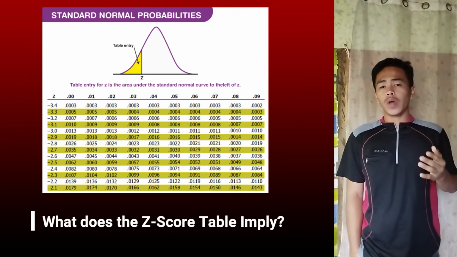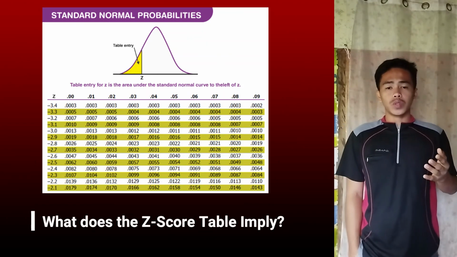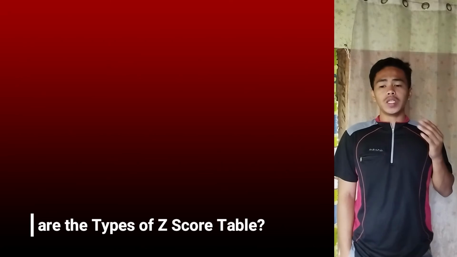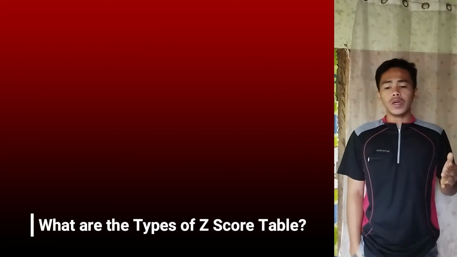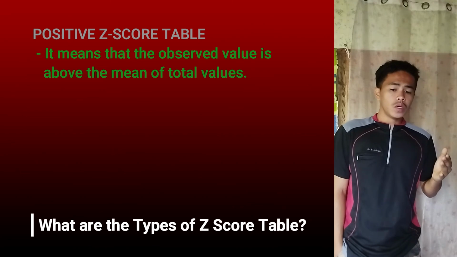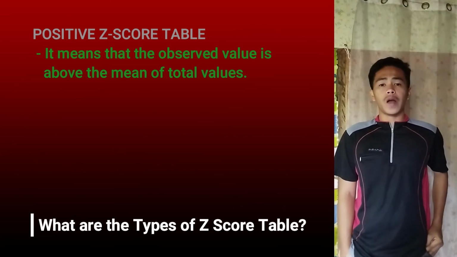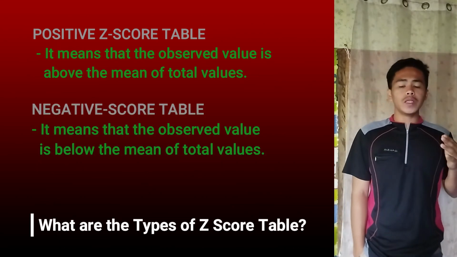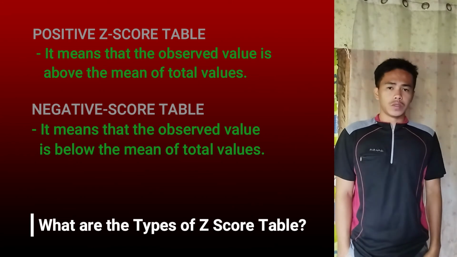Another information about the z-score is: what does the z-score table imply? The z-score table helps you to know the percentage of values below, to the left of, a z-score in the standard normal distribution. Next, what are the types of z-score table? There are two z-score tables, which are the positive z-score table, which means that the observed value is above the mean of total values. The second one is the negative z-score table, which means the observed value is below the mean of total values.